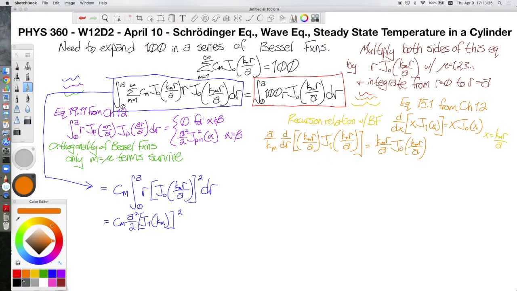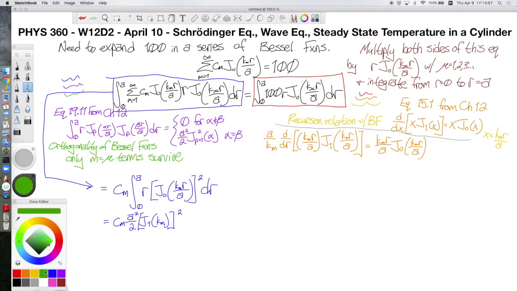a over k_m times the derivative with respect to r of k_m r over a times J_1 of k_m r over a equals k_m r over a times J_0 of k_m r over a. I'm going to put a little line in here just to make it clear which equation is which in the border between them.